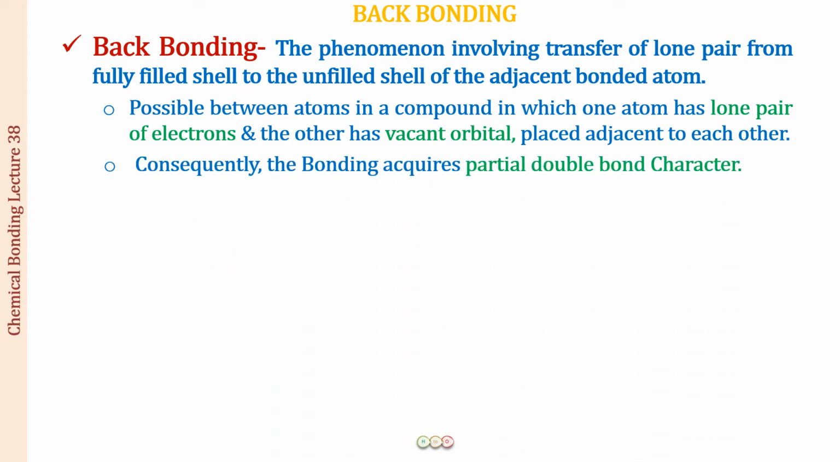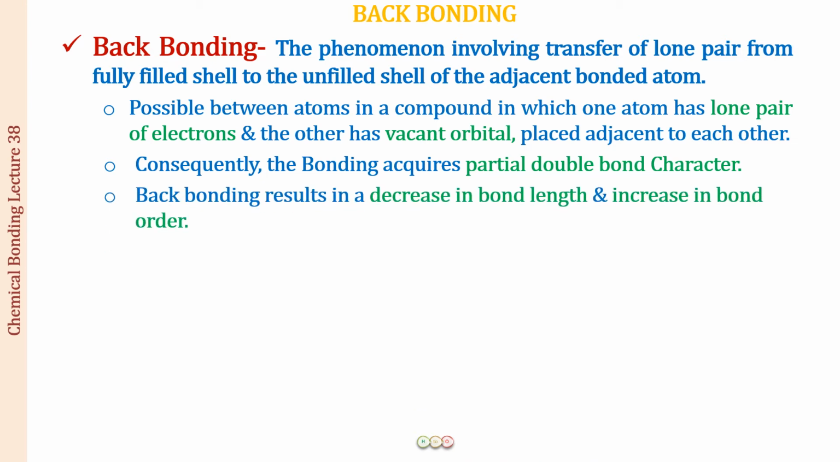The next is that, as a result, when the sharing of electrons takes place, the bonding which is formed is going to acquire a partial double bond character, because already one bond was formed between the atoms, right? So between boron and fluorine, there was already a sigma bond formed, and this was the second bond that was being formed by the transfer of this lone pair of electrons to the empty orbital of boron, right?